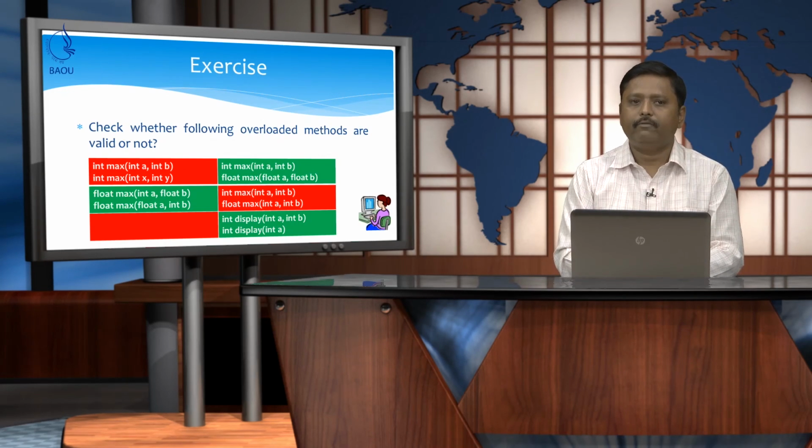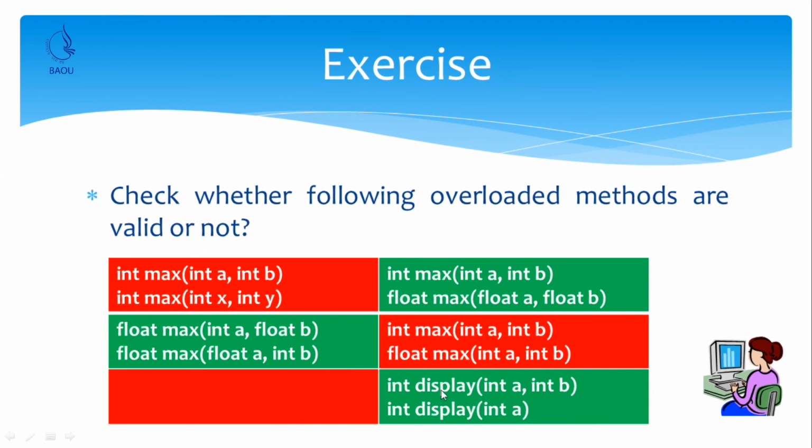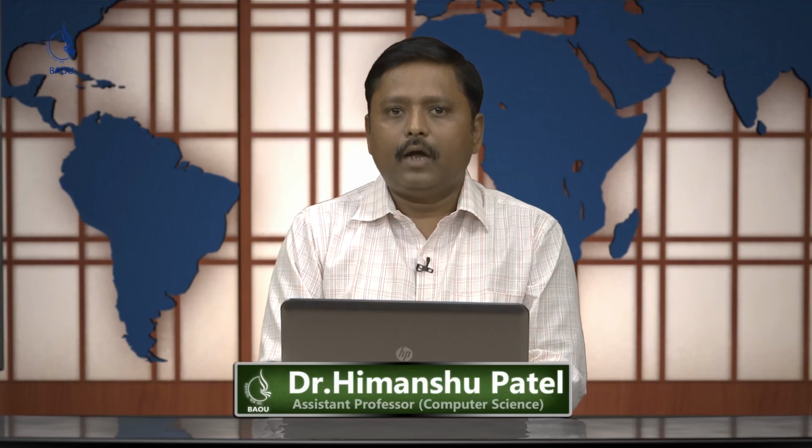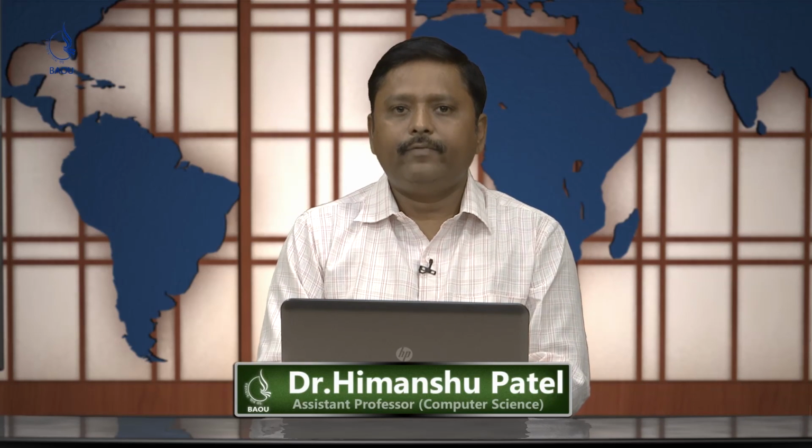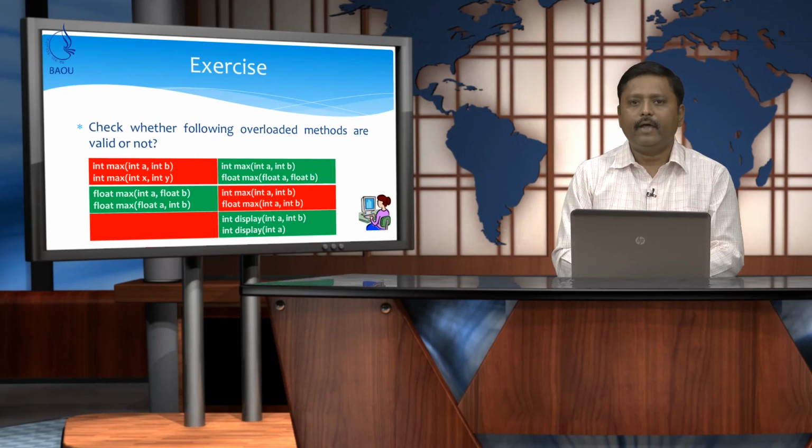The fourth definition we look at is an integer max with 2 integer arguments and return type float; the name is max, with 2 integer arguments. Again, in case of method overloading, we can have either different parameters or types. Here the only difference is in the return type, which does not matter in method overloading. So, this is an invalid definition.